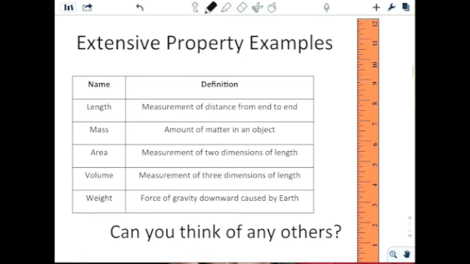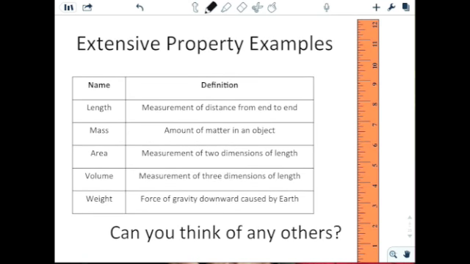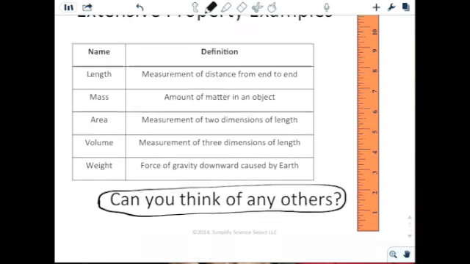The other extensive properties that we should have: length. When you're measuring something, the more you have of it, the bigger it's going to be, the more length it's going to have. Mass, obviously, we talked about that. More modeling clay, more mass. Area is a measurement of 2 dimensions. The more of it we have, the more area you have. Same thing with volume. It's a measurement of 3 dimensions of length. And then weight, which is just the force of gravity caused by Earth. Think of some other ones and see if you can come up with any for class tomorrow when we talk about it. Go through the interactive practice.